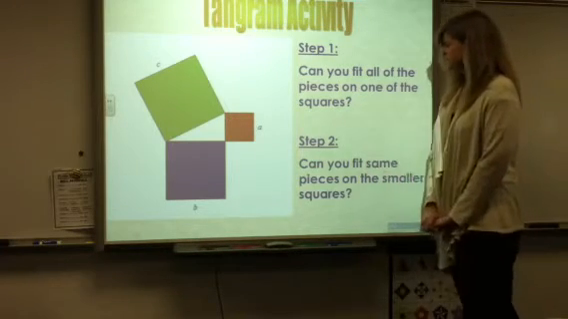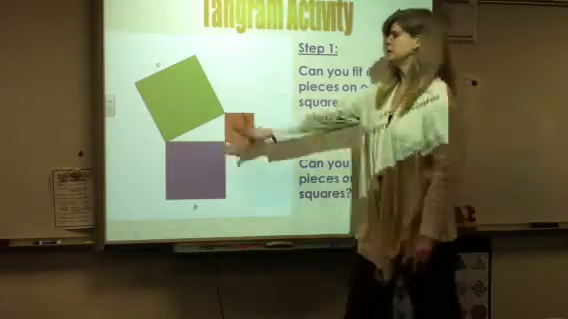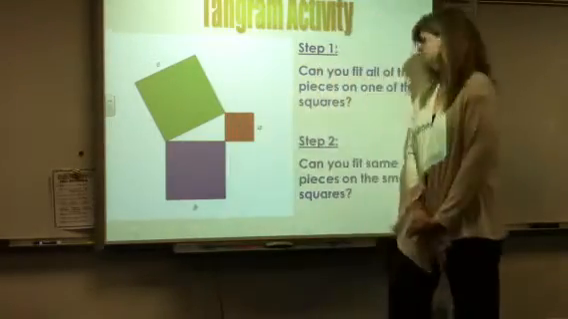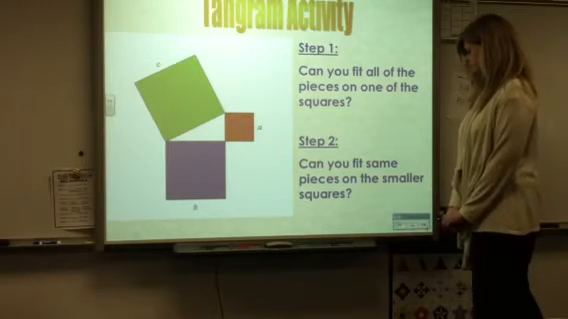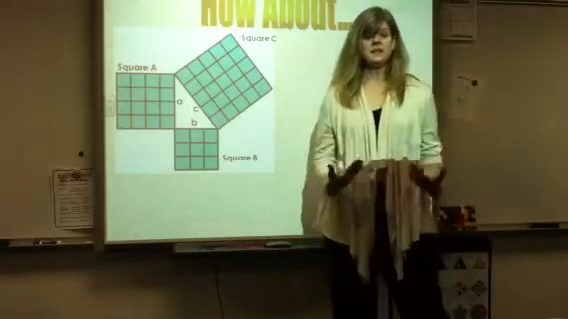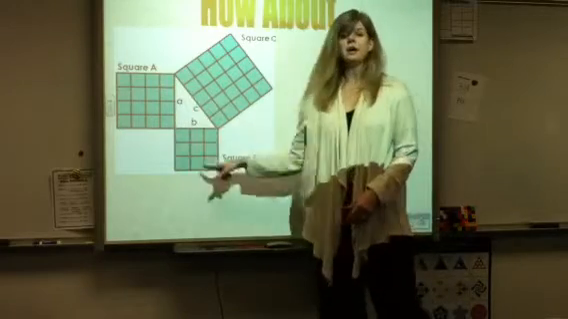Then, can you fit the same pieces in the smaller squares? So can we take our tangram pieces and put them in the two smaller squares? Another way of seeing the Pythagorean theorem is through area.